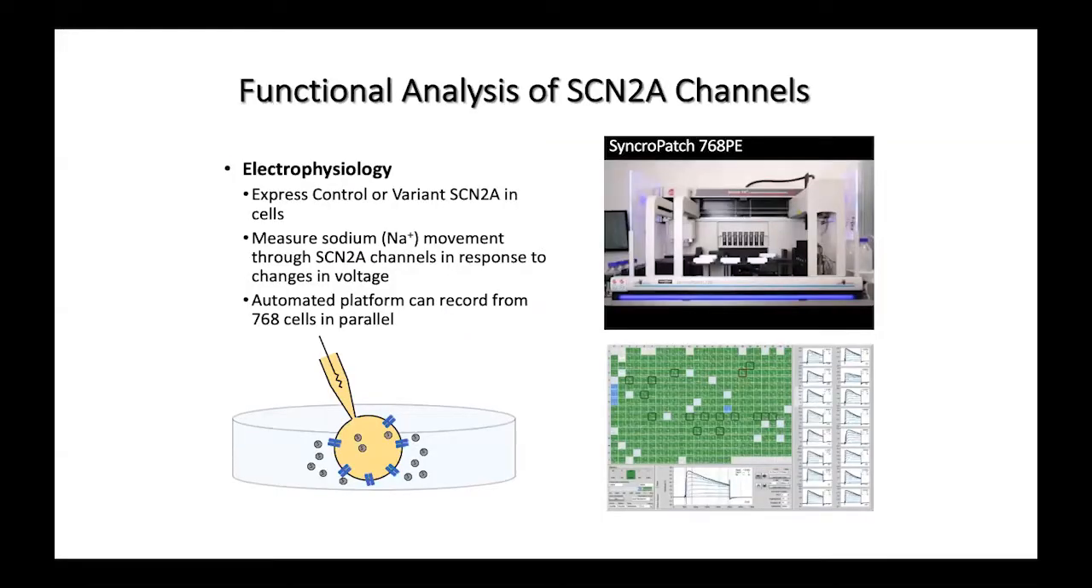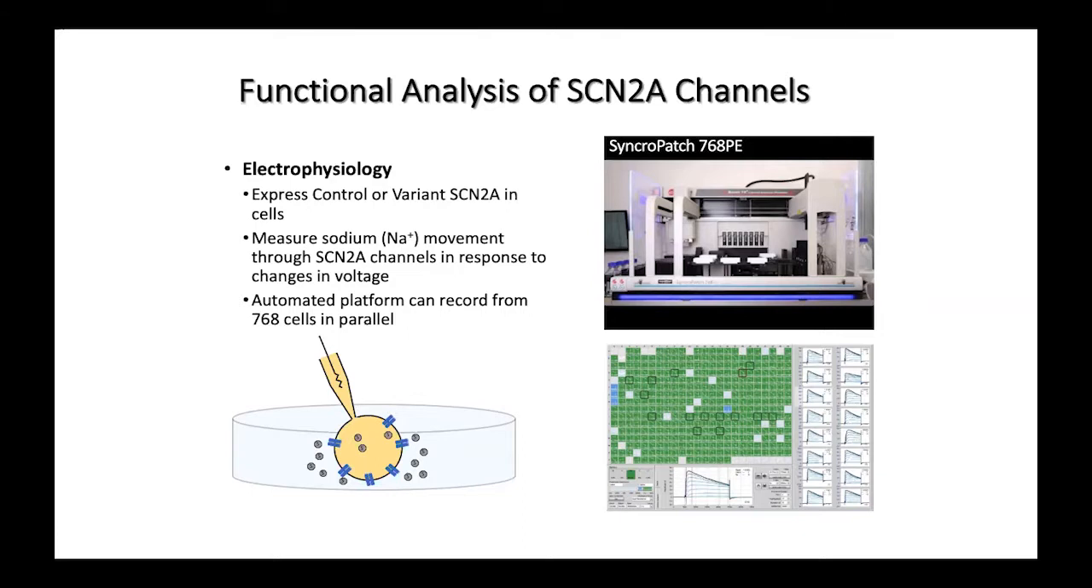So you heard about this automated system yesterday from Dr. George. It lets us look at a lot of variants under the same exact conditions, which is actually really important because electrophysiology, if you vary the conditions just a little bit, one investigator might see one result, another investigator sees something slightly different. So if you can compare a whole slew of mutations under the exact same conditions, you can make comparisons relative to each other. And you can do this in a high throughput way.